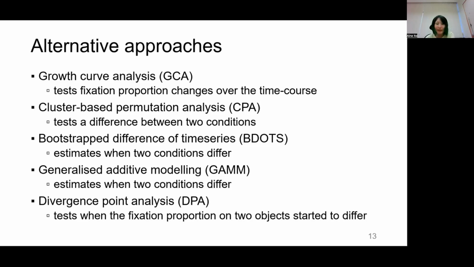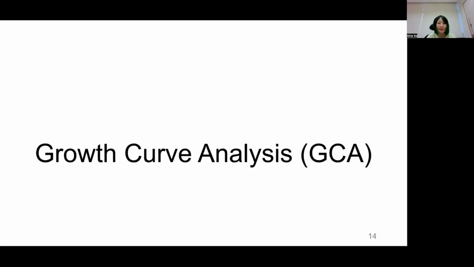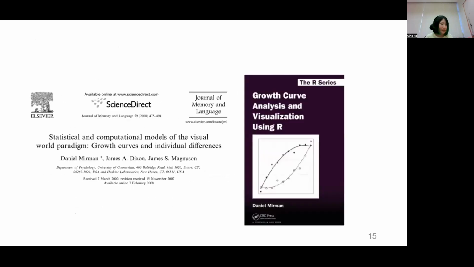These approaches don't really solve all the problems. That's why we have different approaches. So you need to choose which approach is the best for your research question or design. Let's now look at the different approaches in a bit more detail. We first look at the growth curve analysis, and these are the differences that you can look at, which are also in the paper.